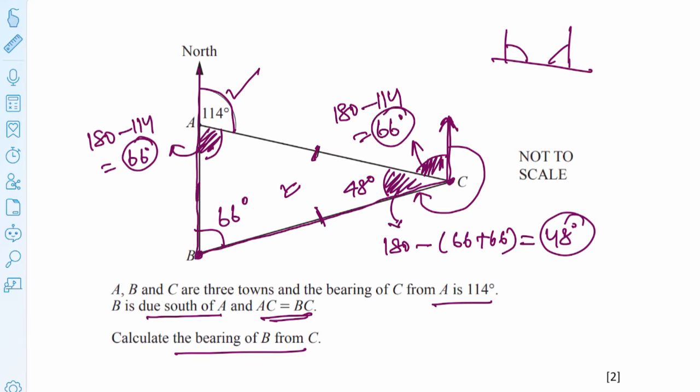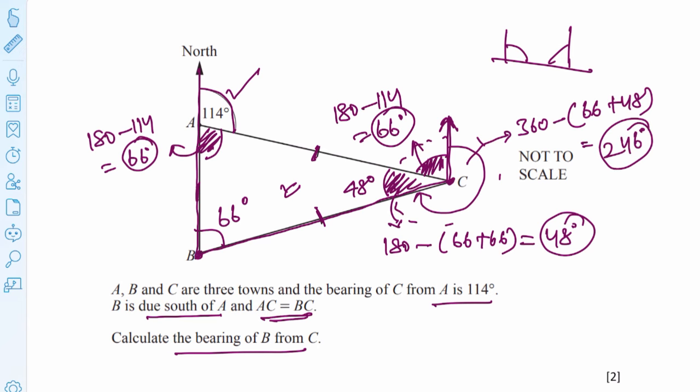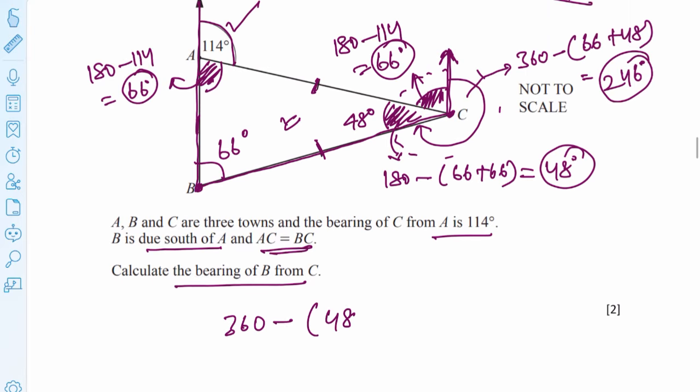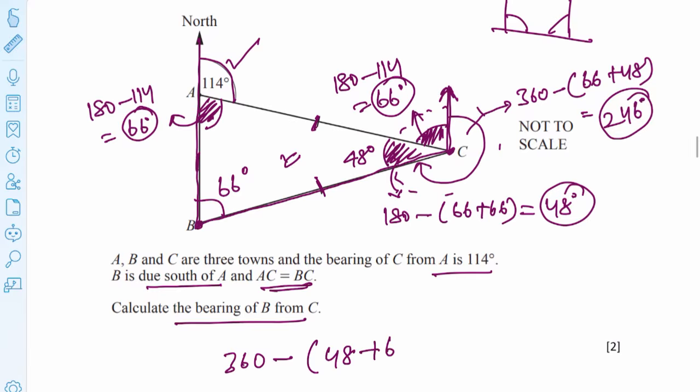Yes. Now the angles around the center will be 360. So I need to find this angle only. So this will be 360 degrees minus 66 plus 48, and the answer will be 246 degrees. Did you get it, everyone, clearly? So how to find it? 360 minus 48 plus 66. When I do this, I'm getting 246 degrees. This is the answer for this question.